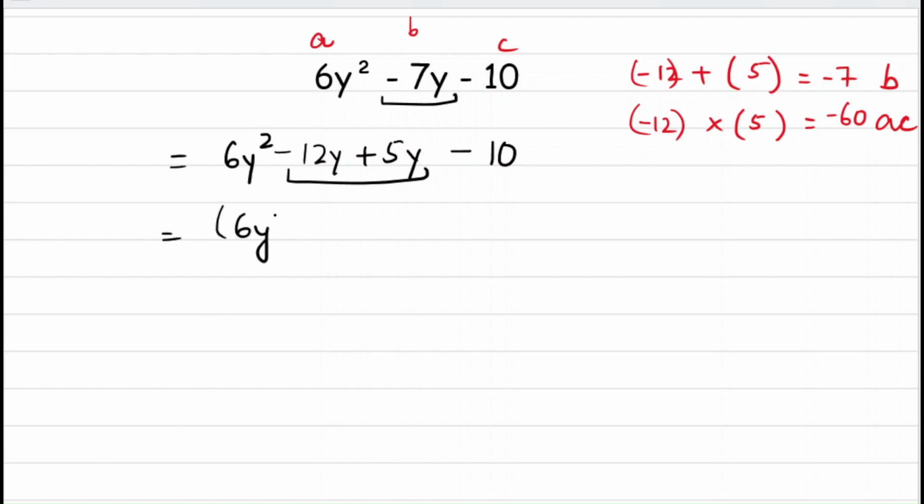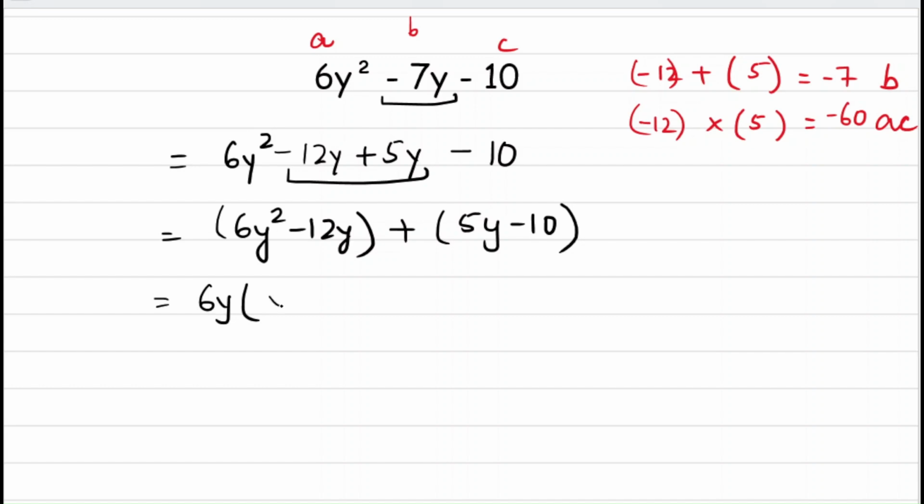Let's regroup the terms: 6y squared minus 12y in one bracket, plus 5y minus 10 in the another bracket. Take out the common factor from these two terms, which is 6y. 6y squared divided by 6y is y, minus 12y divided by 6y is 2, plus 5y minus 10 has the common factor of, oh, the common factor is 5. I'm sorry. So 5y divided by 5 is y, minus 10 divided by 5 is 2.